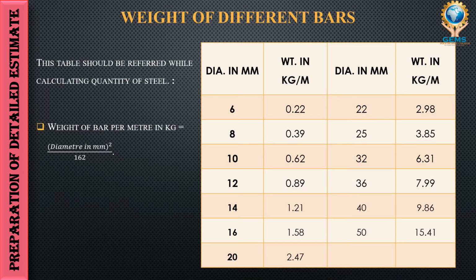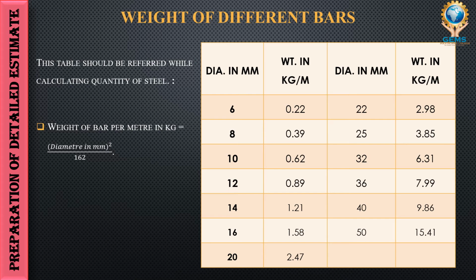If we have a bar diameter of 6 mm, the weight will be 0.22 kg per meter. If we use 8 mm diameter, the weight will be 0.39. If you use a 10 mm diameter, the weight will be 0.62. If you use 12 mm diameter, the weight will be 0.89. Then if you are using a 14 mm diameter bar, the weight will be 1.21. Then if you are using 16 mm diameter, it will be 1.58.